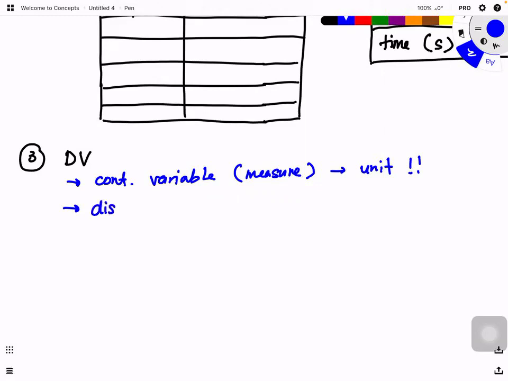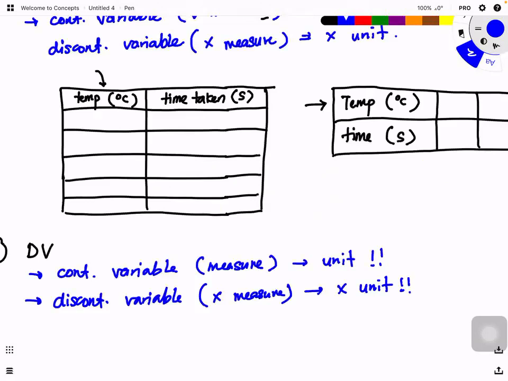If it is a discontinuous variable, it means that you can't measure, you just observe. Therefore, this one needs no units. In this case, I use time taken, right? Can you see that? Where's my pointer? Okay, pointer here. So time taken here is something that can be measured. So that's why you need to have the units.